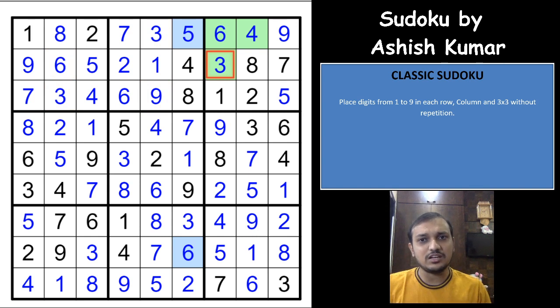So if you don't use this technique, you will have to use chains, either 2 chains or 3 chains to complete this Sudoku.